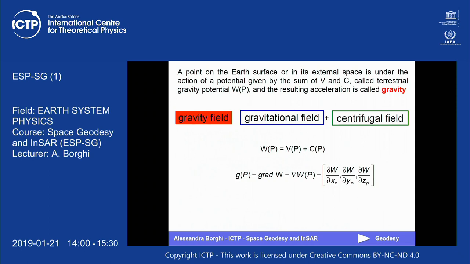So what we call the gravity field is given by the gravitational field plus the centrifugal field. Sometimes we confuse the terms and use gravitational instead of gravity, but they are different. The difference is in the centrifugal field term. When we perform measurements on the Earth, we measure the gravity field, not the gravitational field. So we have the gravity potential, W, given by the gravitational potential plus the centrifugal potential. The gravity force is given by the gradient of this potential.